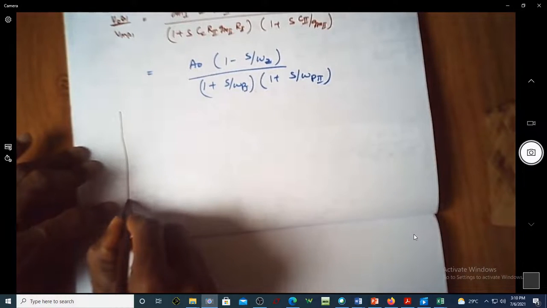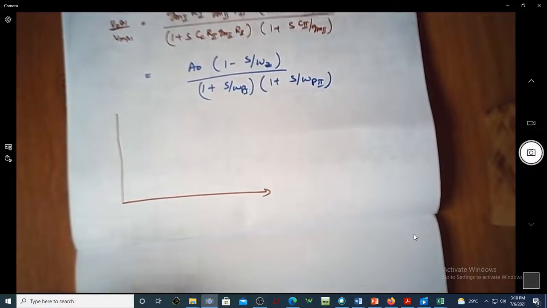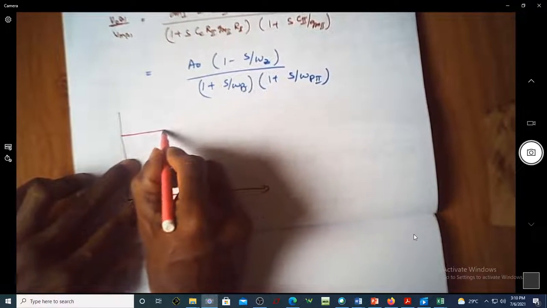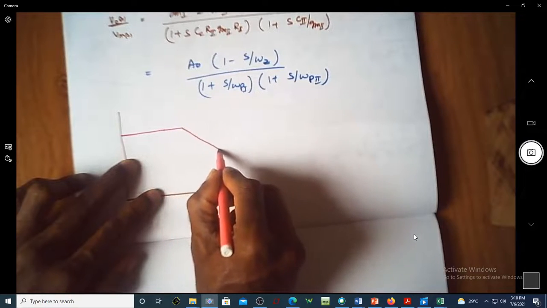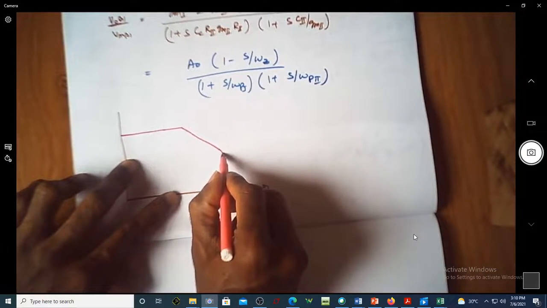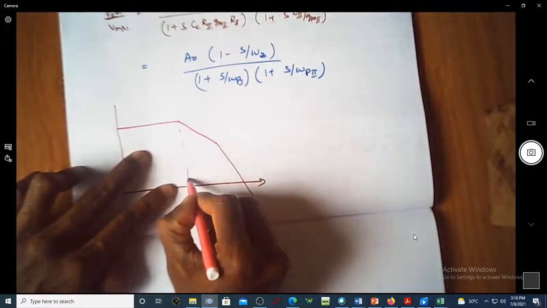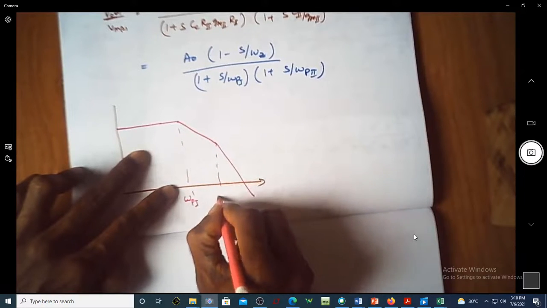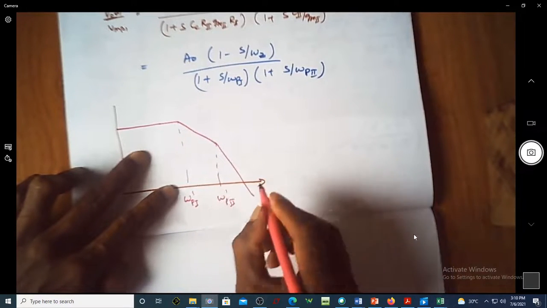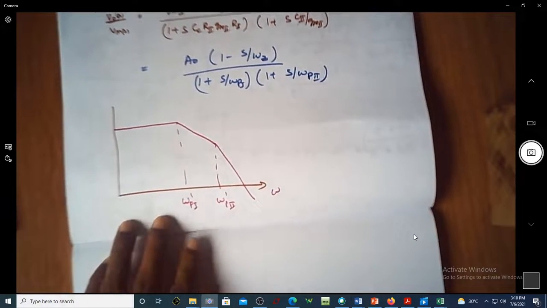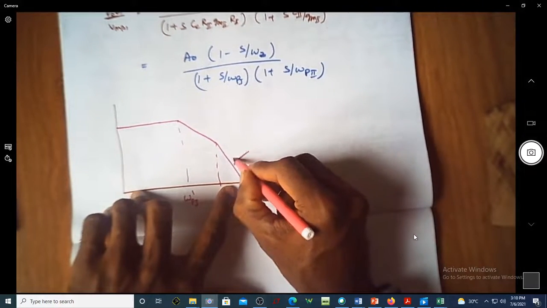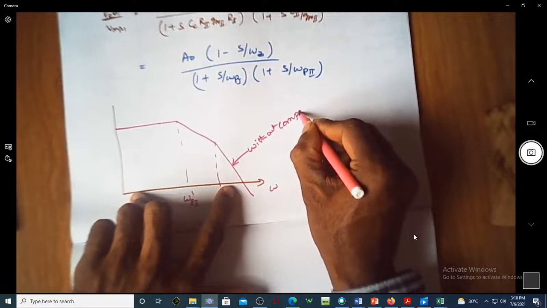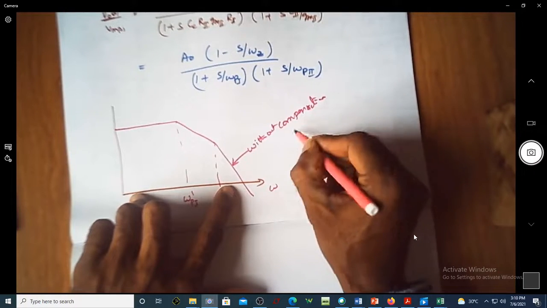So if you write the Bode plot of the uncompensated and the compensated one, I'm writing only the magnitude plot of the Bode plot. It goes this way. It will have a constant gain and one pole, and a second pole. This is omega P1 dash, this is omega P2 dash. This is omega. This is the graph corresponding to without the compensation capacitor.